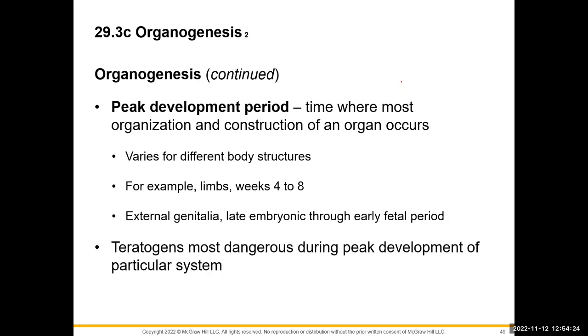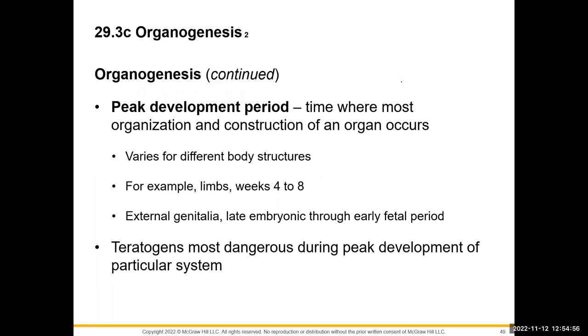So this leads me to what we call the peak development period. This is where these organs are going to be engaged in a lot of high specialization development. It's a very critical period of time, and it varies depending on what system we're talking about. The example listed here is limb development, crucial between 4 to 8 weeks.